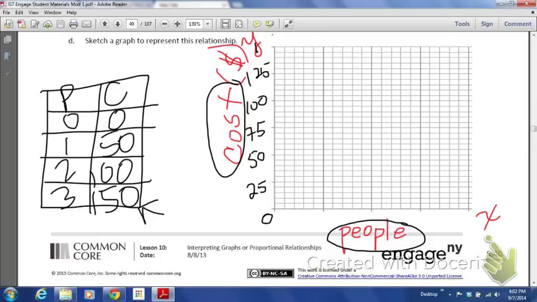125, 150. Okay, and then across the bottom, I'd rather not have each line being a person, because it looks quite silly. So I'm just going to go ahead and make each 1, 2, 3, 4, 5 be one person.